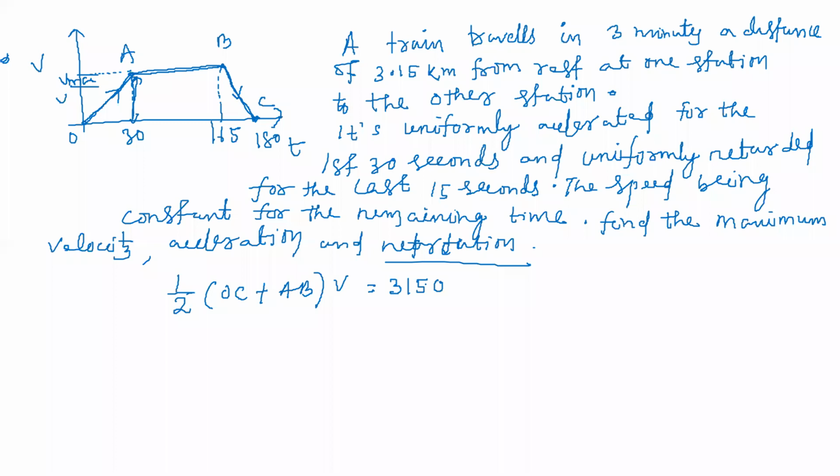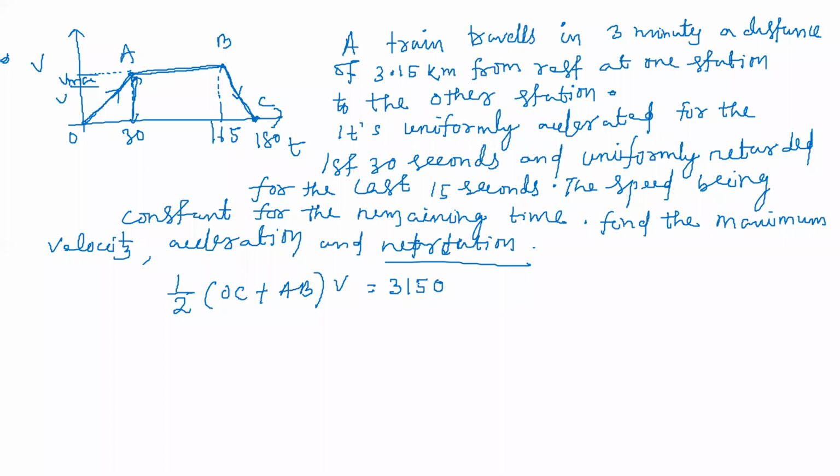Area under this curve. This is a trapezium, so that means half OC plus AB into V, half OC plus AB into V, so that is 3150.